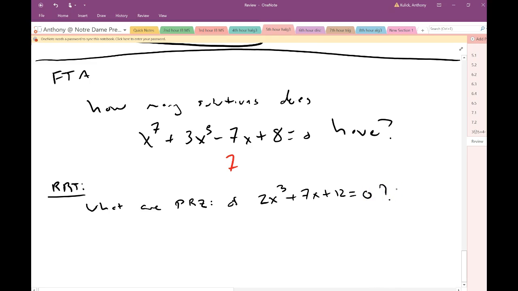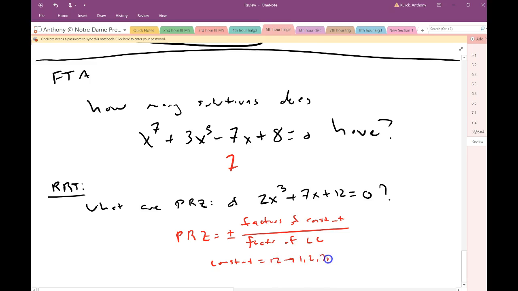So I could ask you to write down the possible rational zeros for something. That's how we use the rational roots theorem. So remember, the possible rational zeros are going to be plus or minus the factors of the constant term divided by the factors of the leading coefficient. So my constant term is 12. The factors of 12 are 1, 2, 3, 4, 6, and 12. My leading coefficient is 2. The factors of 2 are 1 and 2.